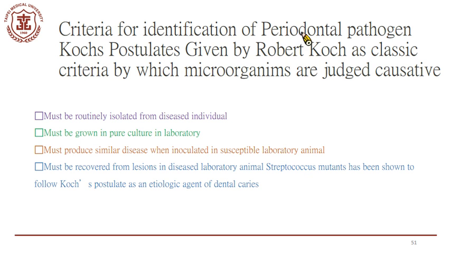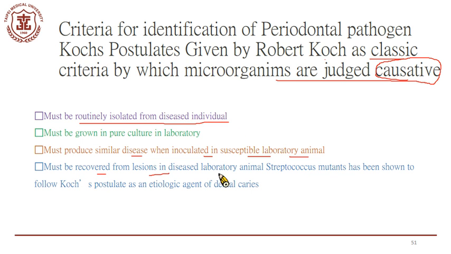So the criteria for identification of periodontal pathogens, Koch's postulates given by Robert Koch, is a classic criteria by which microorganisms are judged to be causative. That means that's how you determine if they will cause a disease. They must be routinely isolated from diseased individuals. That means you need to take the bacteria and grow it in the lab. They must be grown in pure culture in the laboratory. They must produce similar disease when inoculated in a susceptible laboratory animal. So you take that bacteria and put it in another animal. If you get the disease, they will be considered a pathogenic bacteria. They must be recovered from lesions in the diseased laboratory animal.